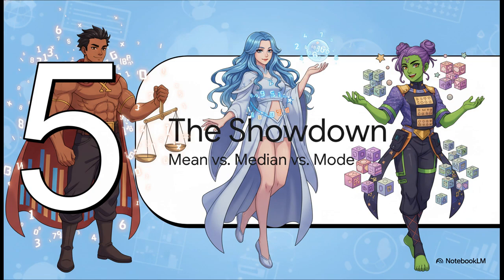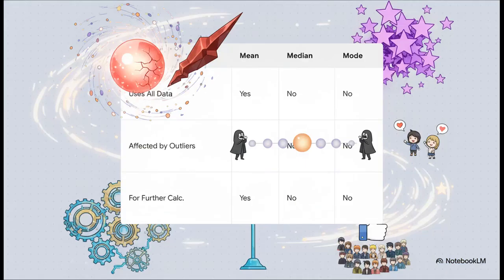Okay, let's bring our 3 contenders into the ring. We have the mean, the median, and the mode. Each one claims to find the average, but they all have their own unique way of doing it. Let's put them head to head. See, each one tells a different part of the story.